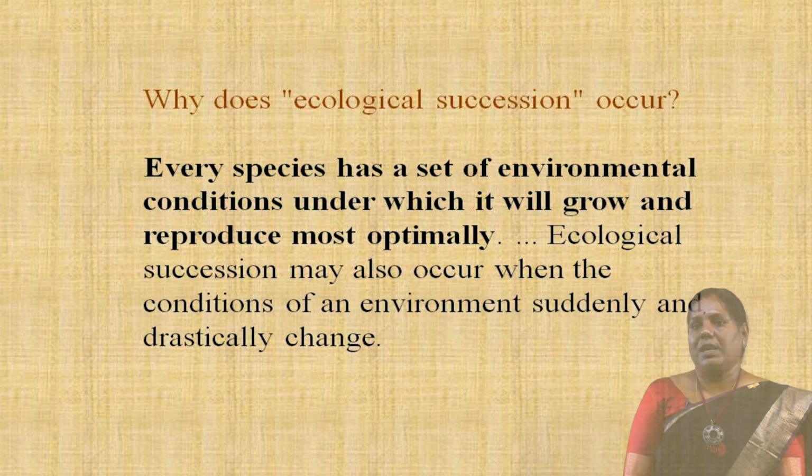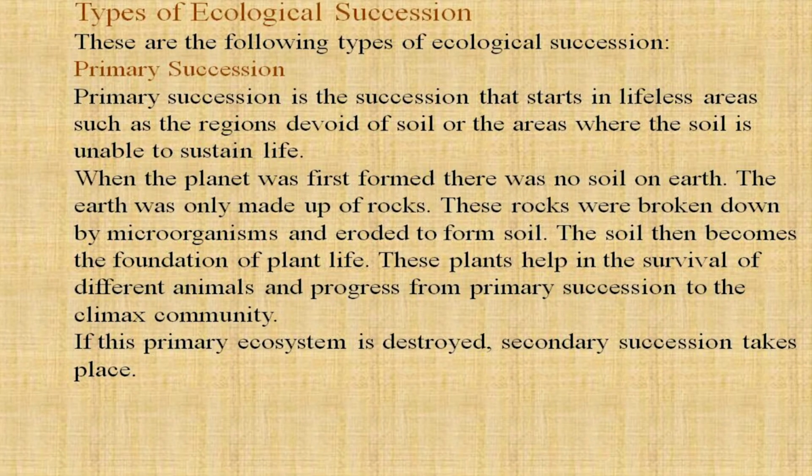Then types of ecological succession. What are the types of ecological succession? Already we know we have two, primary succession and secondary succession. There are two following types of ecological succession. First one is the primary succession. The primary succession is the succession that starts in lifeless areas such as the regions devoid of soil or the areas where the soil is unable to sustain life.